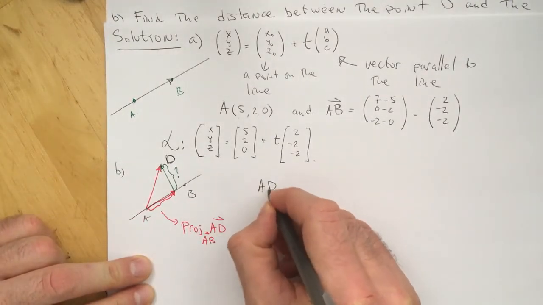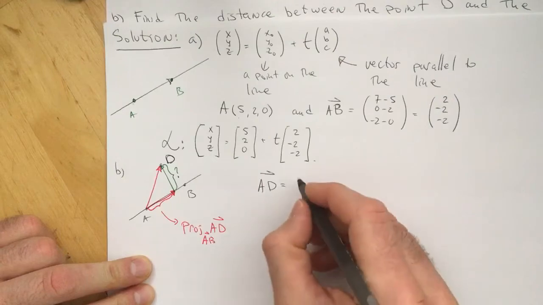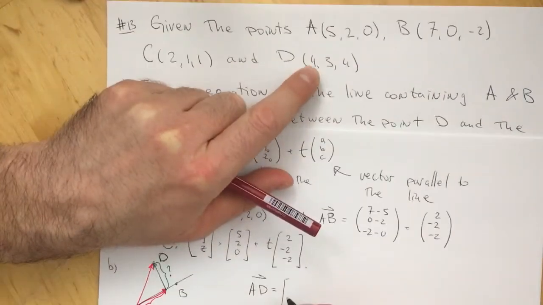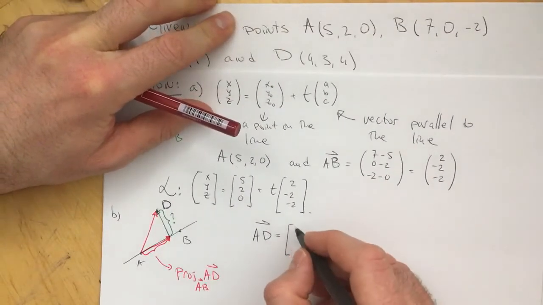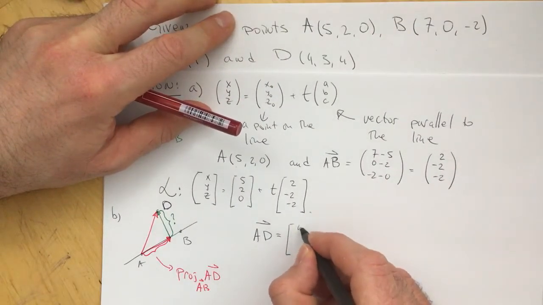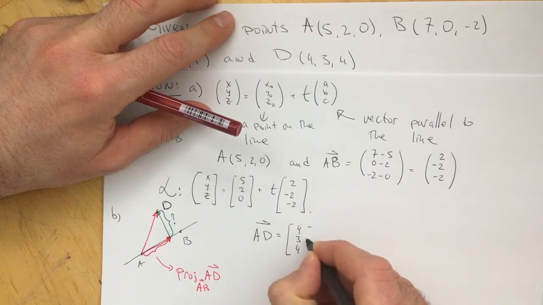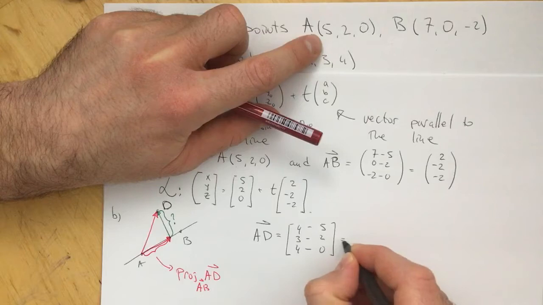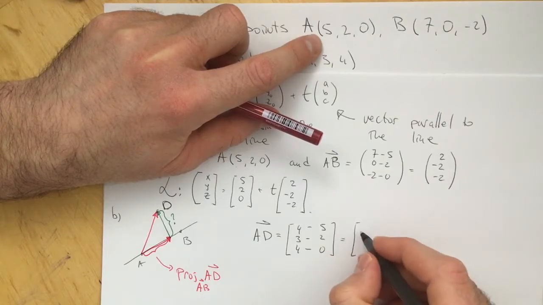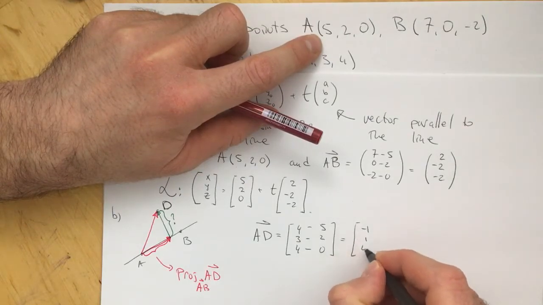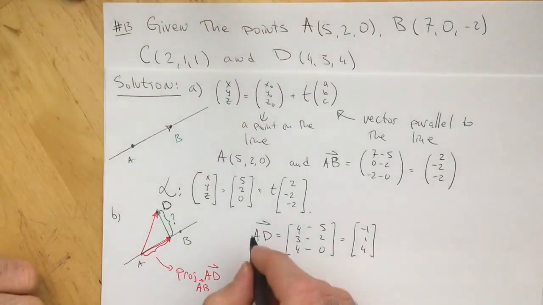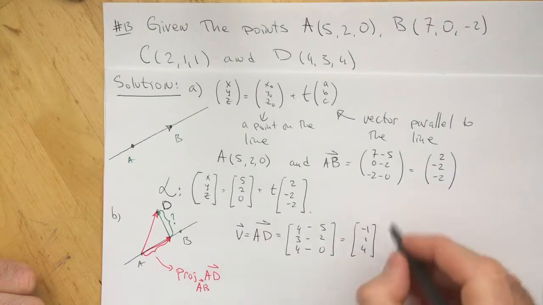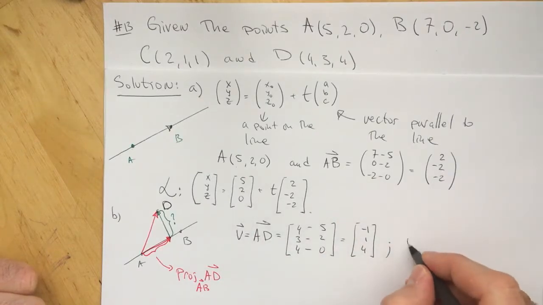Okay, so let's start from the beginning. Let's first find the vector AD. So that's the coordinates of the point D, 4, 3, 4, and then we subtract A, 5, 2, 0. So this vector has entries negative 1, 1, 4. Okay, and let's call this vector V. And let's call the vector AB U.